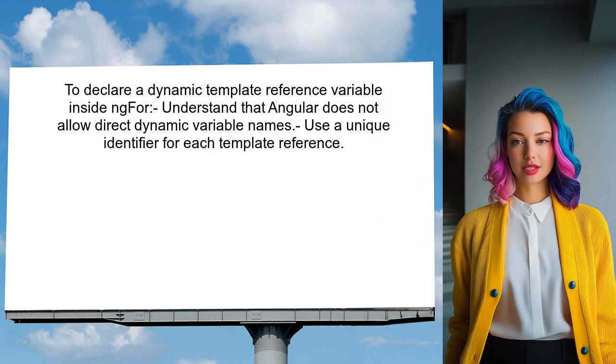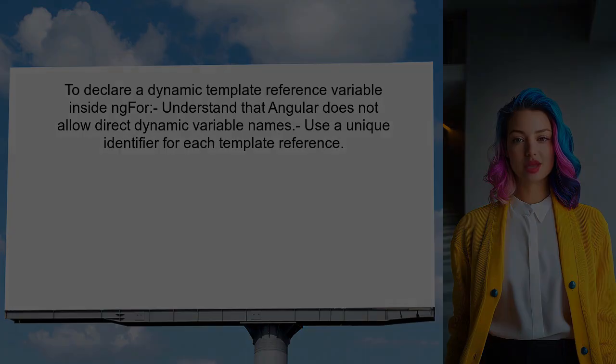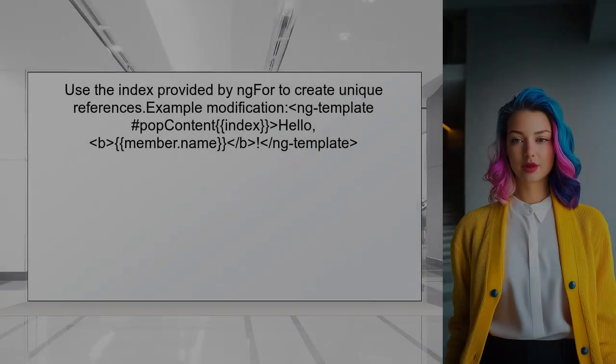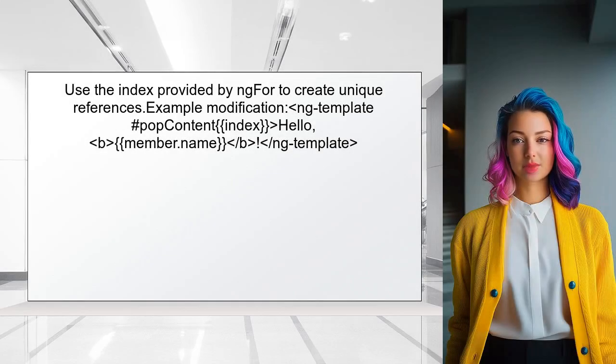even smoother. To declare a dynamic template reference variable inside an ngFor element, the user should first understand that Angular does not allow direct dynamic variable names. Instead, we can use a unique identifier for each template reference. Next, the user can achieve this by using the index provided by ngFor. This allows us to create a unique reference for each member in the loop.